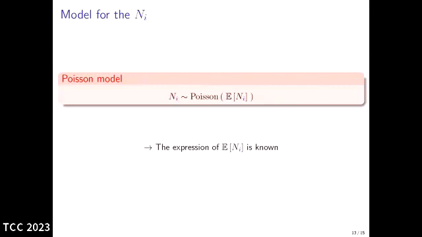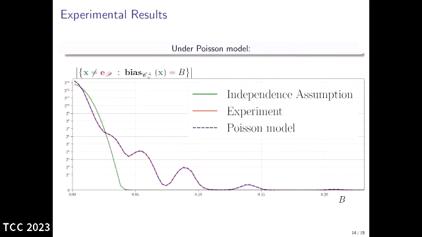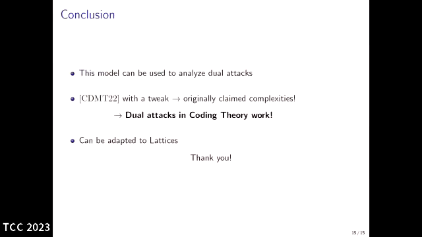It was very rational. With this model, we are able to predict perfectly the distribution of the bias. You see here that the red curve is the experimental curve, and the blue curve represents the bias when we replace the Ni by the Poisson model, as I said. So it matched perfectly with the experimental curve. Now that we have a model, we can study the distribution of the bias and the probabilities that EP gives the maximum bias. So this model can be used to analyze dual attacks.